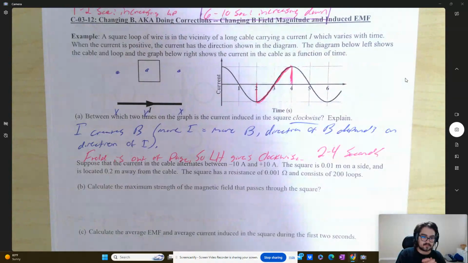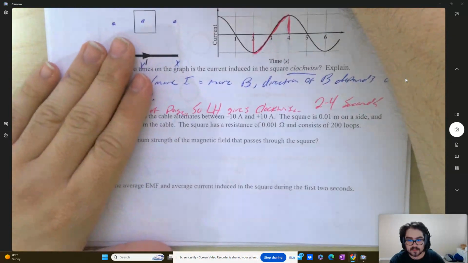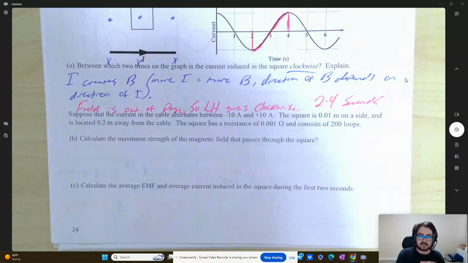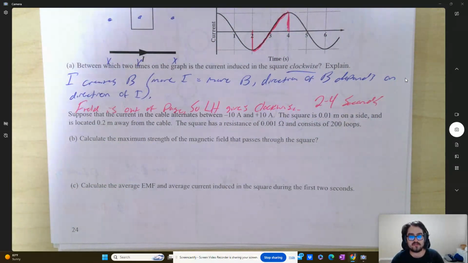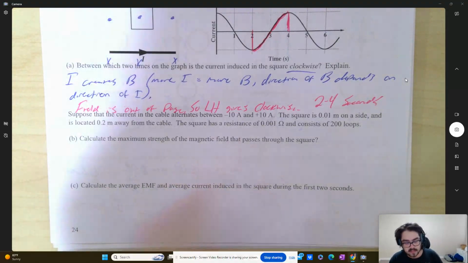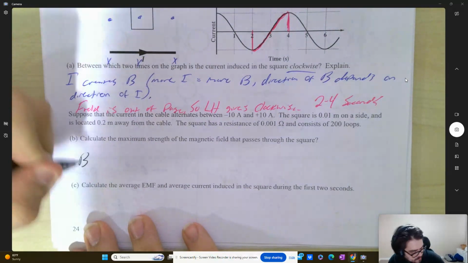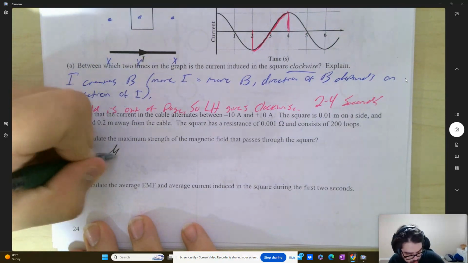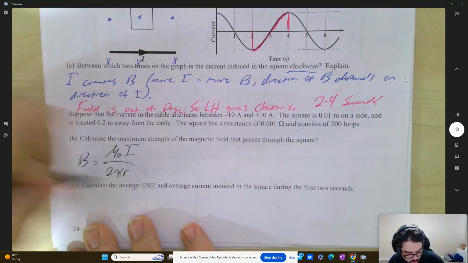Suppose that the current in the cable alternates between negative 10 and positive 10 amps. The square is 0.1 meters on a side, located 0.2 meters away from the cable. The square has a resistance of 0.001 ohms and has 200 loops. All we have to do to figure out the maximum strength of the magnetic field is just use the magnetic field of a wire formula. B field is equal to mu naught times I over 2 pi r.